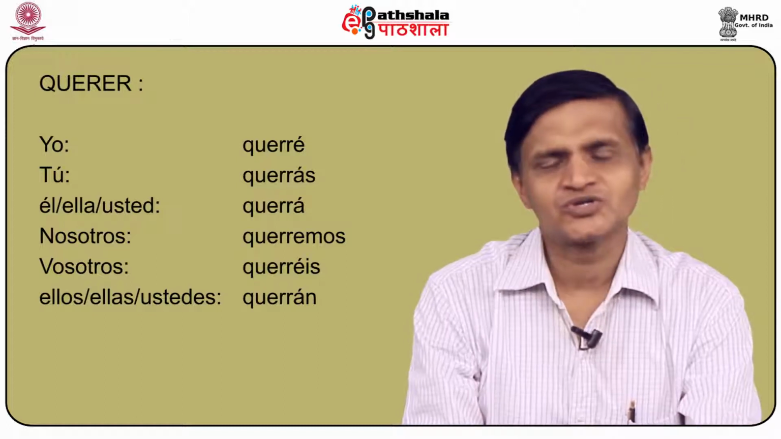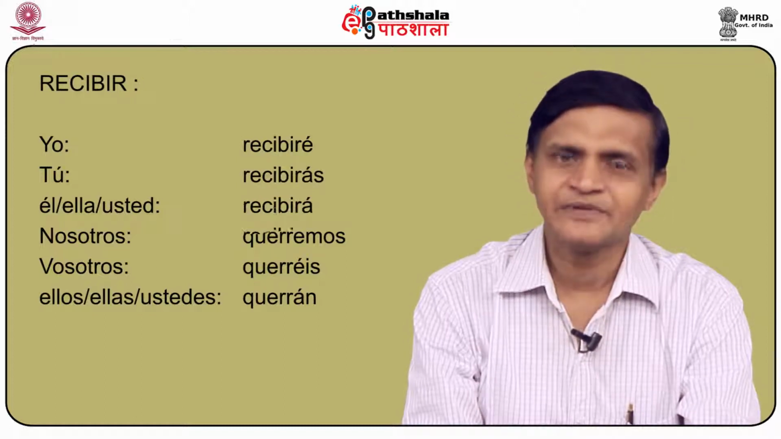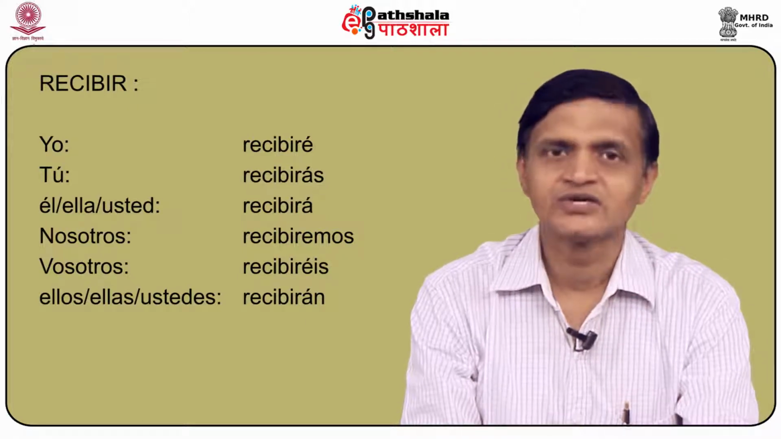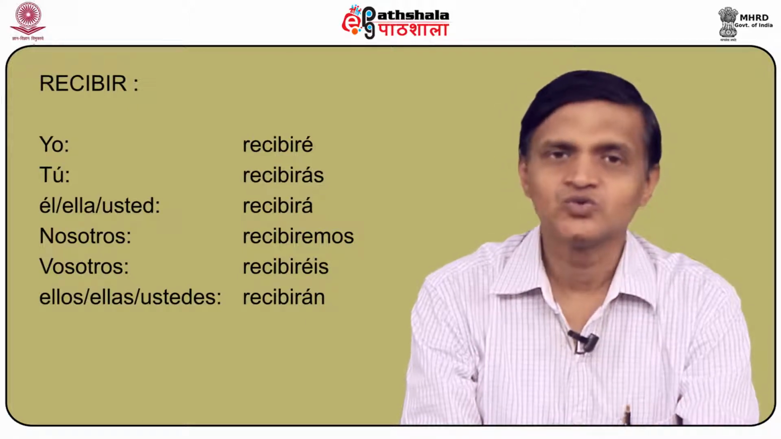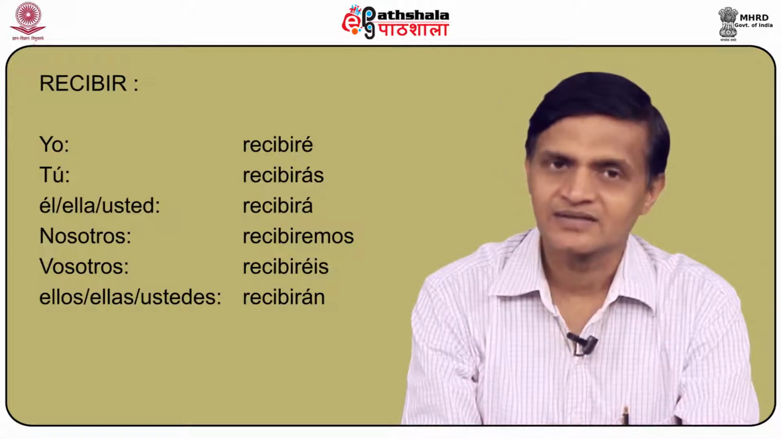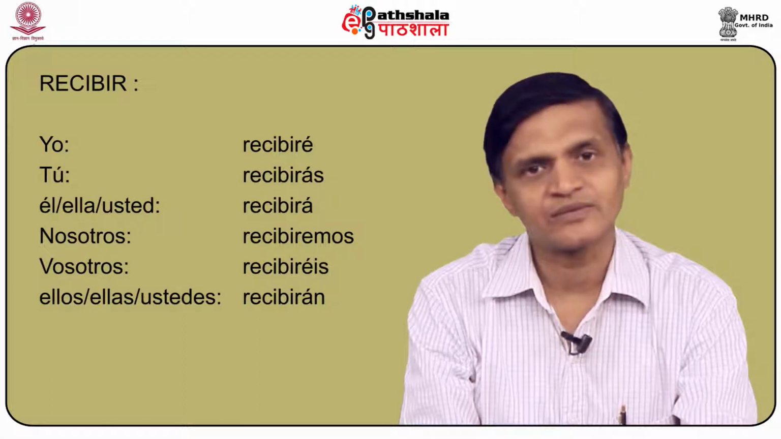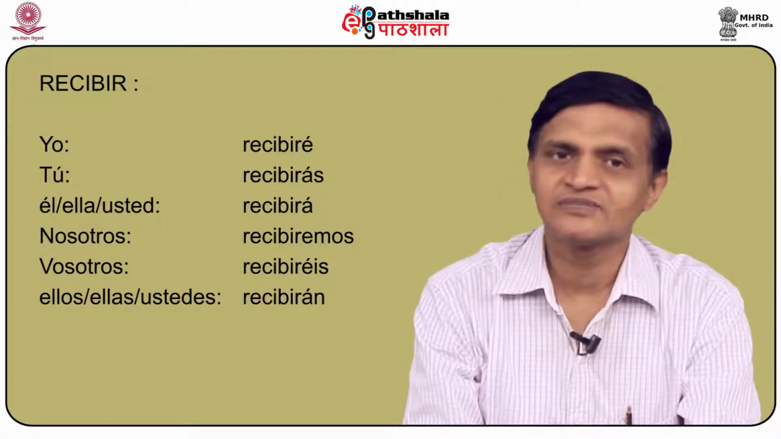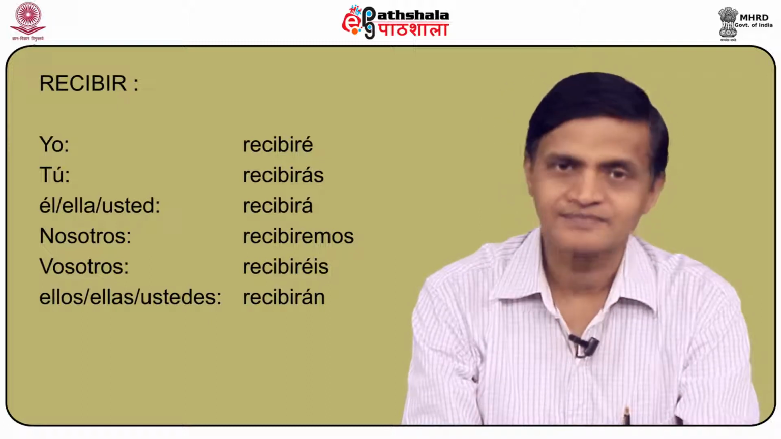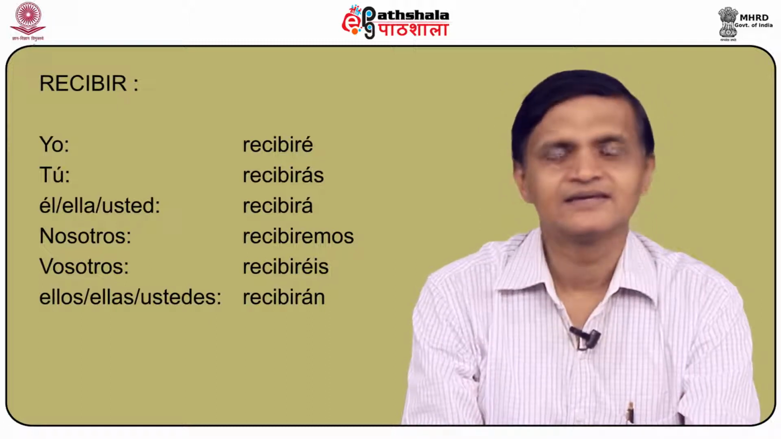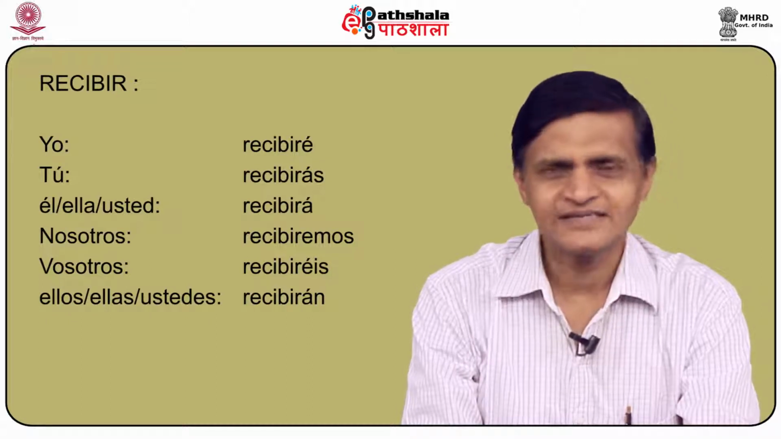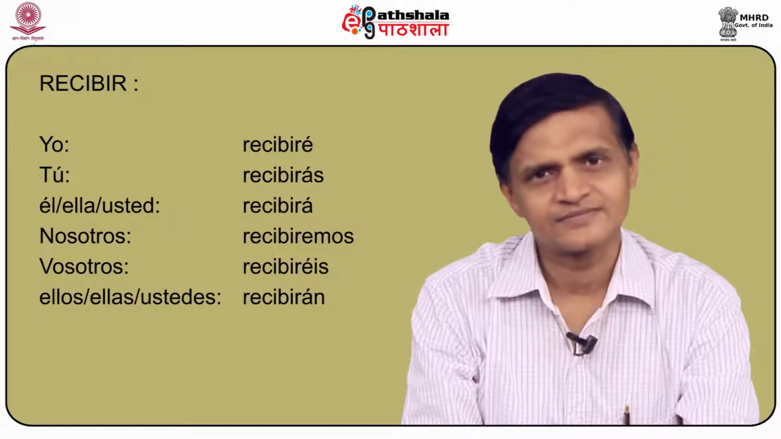How do we do the conjugation of a verb like recibir? Well, we conjugate it in the following manner in the future. Yo recibiré, tú recibirás, él, ella, usted recibirá. Nosotros recibiremos, vosotros recibiréis, and ellos, ellas, ustedes recibirán. I repeat, recibiré, recibirás, recibirá, recibiremos, recibiréis, and recibirán.